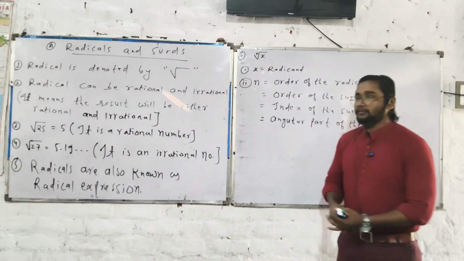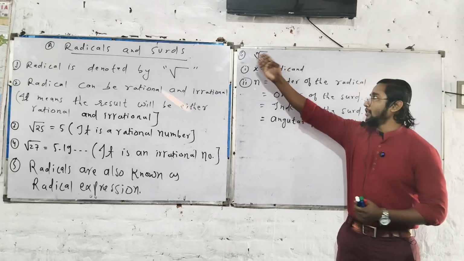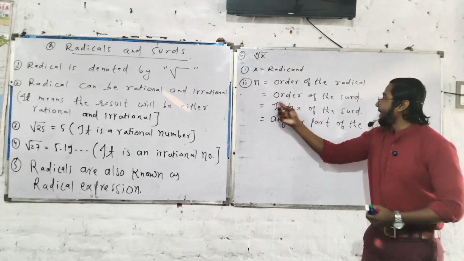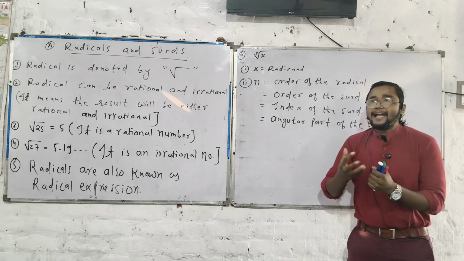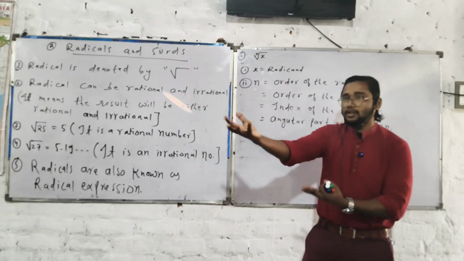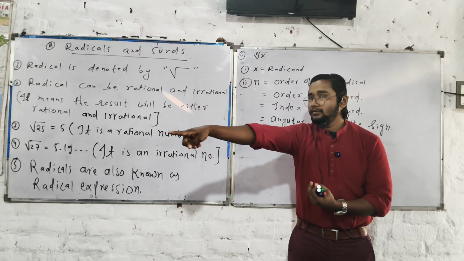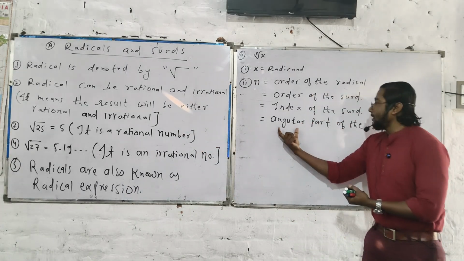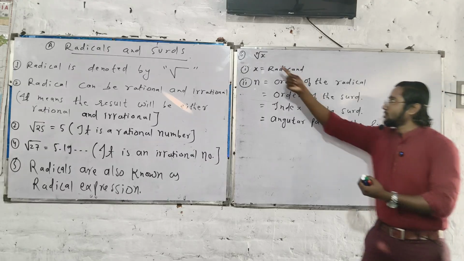Sir, what should I call the n? Directly call it the order of the surd. This is the actual name discussed in the book, the most beautiful name discussed in the book: order of the surd. Have you studied it? And also, it is one of the three, the angular part of the sine. This is called the angular part.